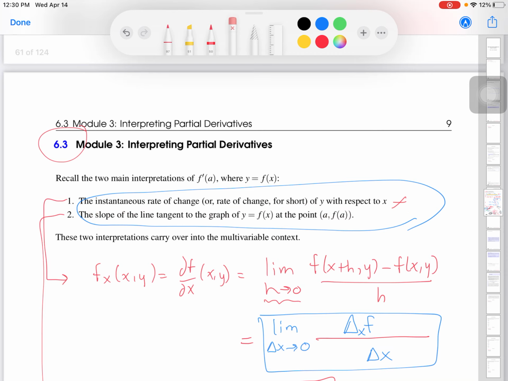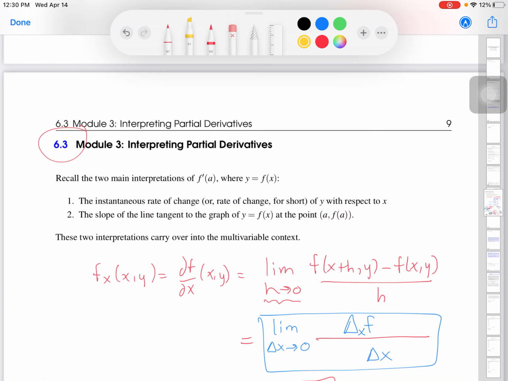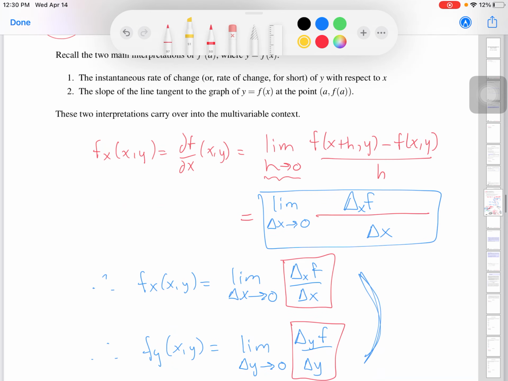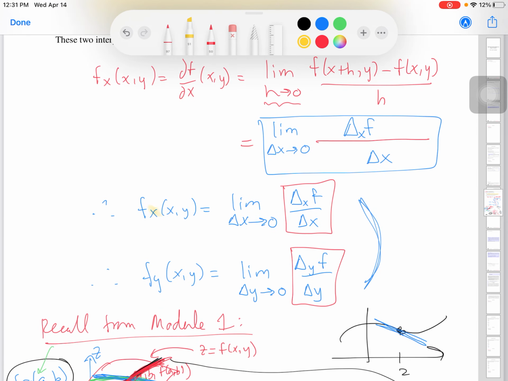Great, so a very quick little recap of what we did. The two interpretations of the derivative that you know and love from single variable calculus carry over. They carry over in a slightly differently interpreted way. The first one, instantaneous rate of change, this is true, but it's change assuming we hold the other variable constant. Nonetheless, it still gives us the ability to approximate changes in the function. We'll do much more of that in the next lesson.